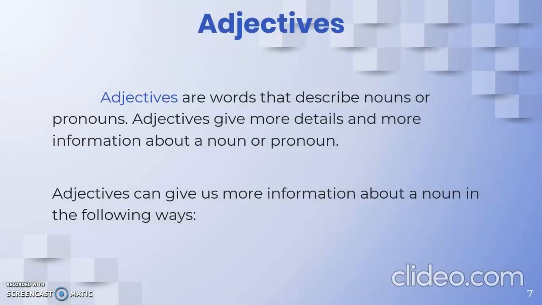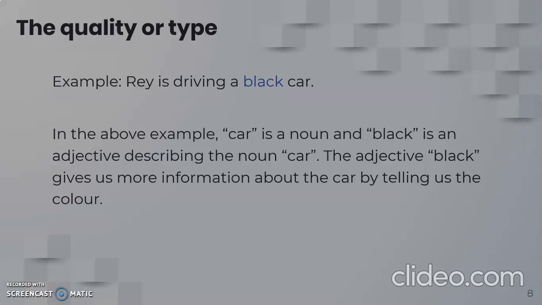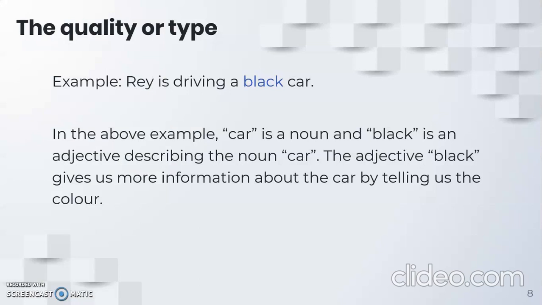The next is adjectives. Adjectives are words that describe nouns or pronouns. Adjectives give more detail and more information about a noun or pronoun. Here I have different types of adjectives. First is the quality or type.